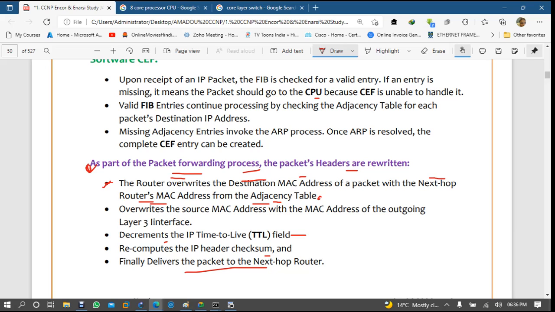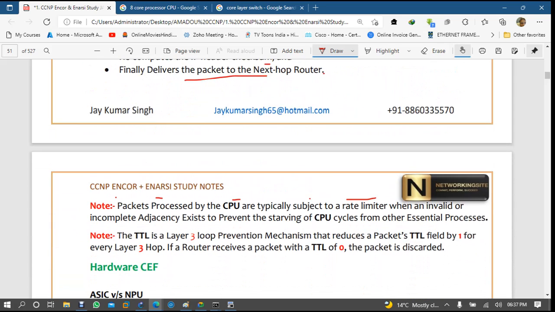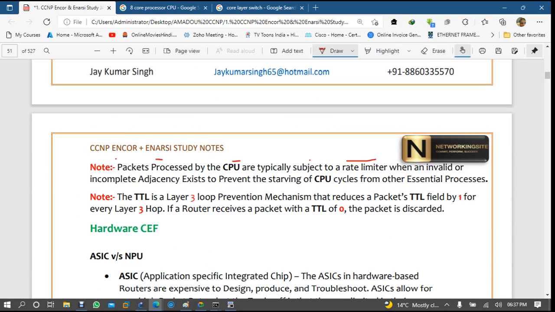So normally CEF creates two types of table: forwarding table and adjacency table. The forwarding table has the information about the destination networks or destination prefixes, and the adjacency table has the information about the neighbor next routers. Of course it will decrease the TTL value, check the IP header checksum, and then forward the data to the final destination. Here is something important: the packets processed by the CPU are typically subject to a rate limiter when an invalid or incomplete adjacency exists, to prevent starving of CPU cycles.